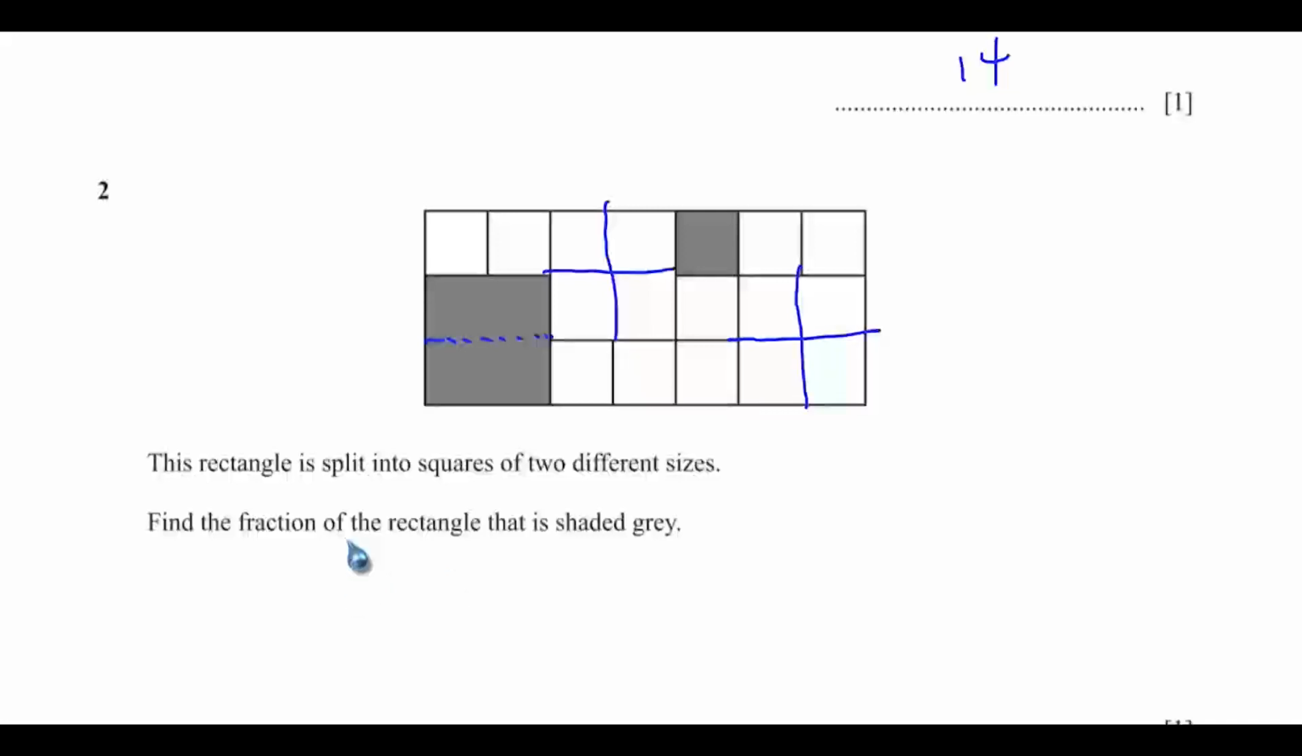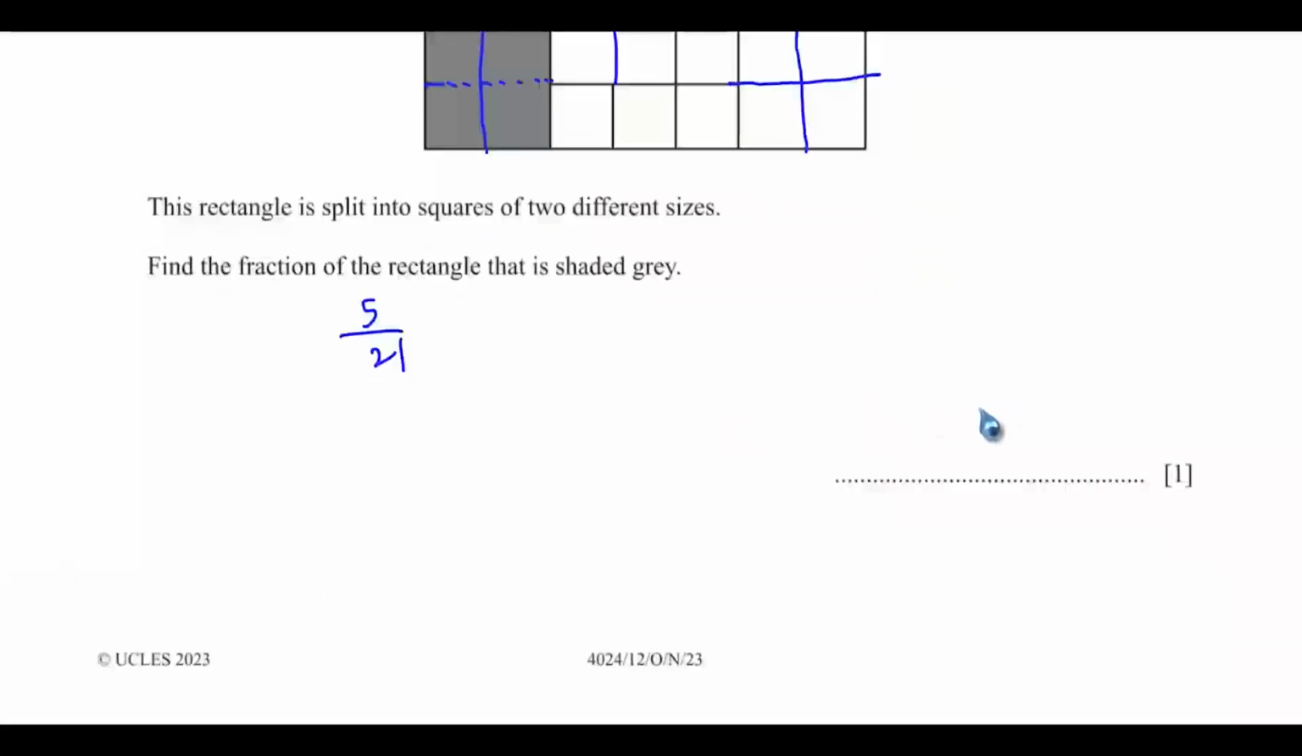Then you need to count the number of squares that are colored gray. Okay, so you have 1, 2, 3, 4, 5. So it will be 5 out of 21. So that is the answer to that question. 5 over 21. So let's go to the next question.